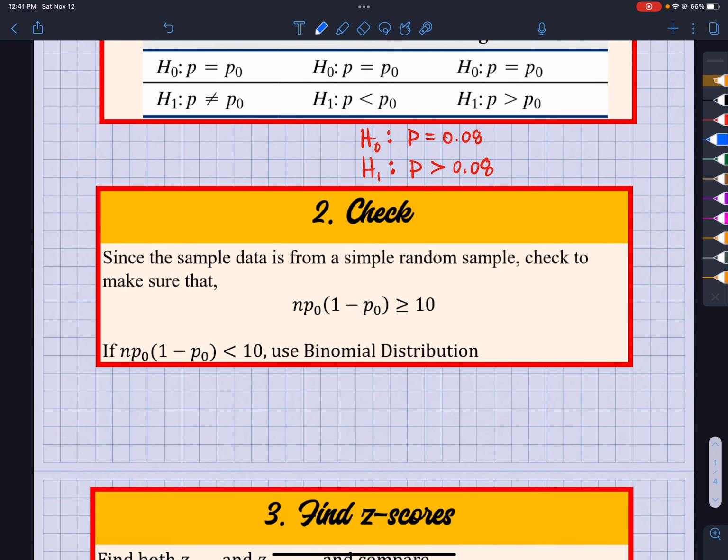All right, so let's do this. N, 705, times my P, which is 0.08, times 1 minus 0.08, and see if that's greater than or equal to 10. And if you do the math, it is definitely greater than or equal to 10. It's around 51 point something. All right, so the math checks out. It does work.